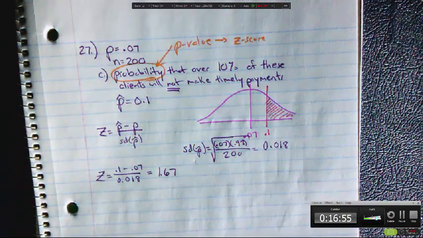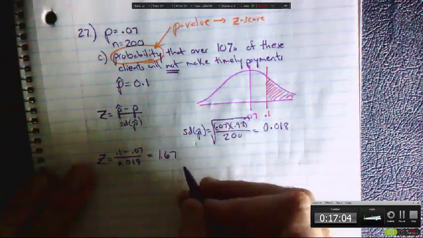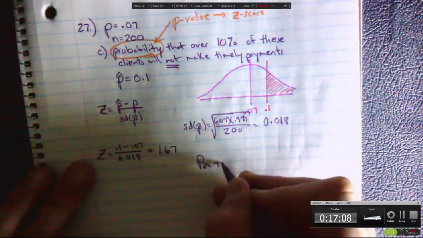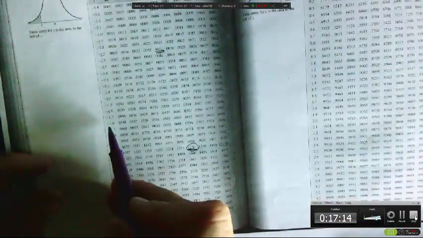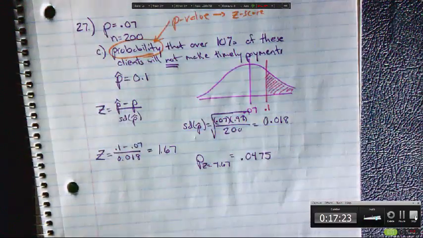If we want to know the area to the right of a z-score of 1.67, that's the same as the area to the left of negative 1.67. So to find the area to the right of 1.67, we need the p-value for the z-score negative 1.67. That's directly in our chart. We get a negative 1.6, go over to 7, and you should have 0.0475.